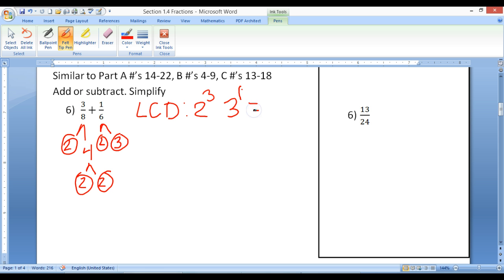So this is 2 times 2 times 2, which is 8, times 3 is 24. And that's the smallest number that both 8 and 6 will go into. So that's a second method.